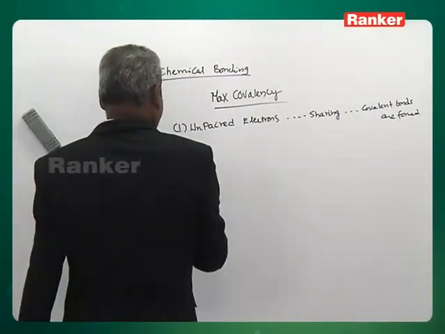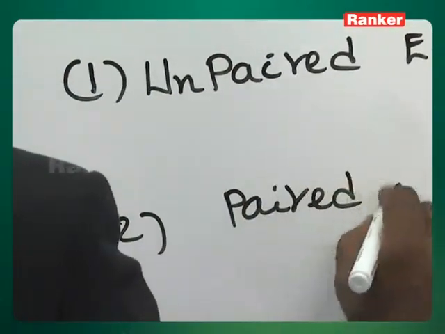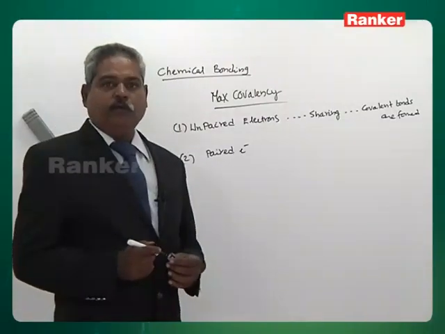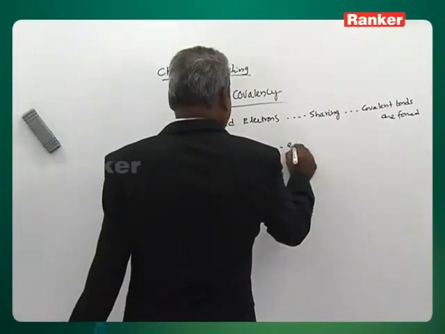2. Paired electrons. Suppose you have paired electrons. What will you do with a pair of electrons? They are excited if possible.